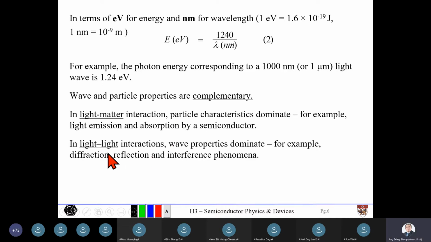Now, on the other hand, if you deal with light and light interaction, such as the interference between two light waves, then the wave theory is more consistent. It's hard to imagine how particles can interfere constructively or destructively. So when you want to describe light to light interaction, the wave theory is more convenient and consistent. Keep that in mind.